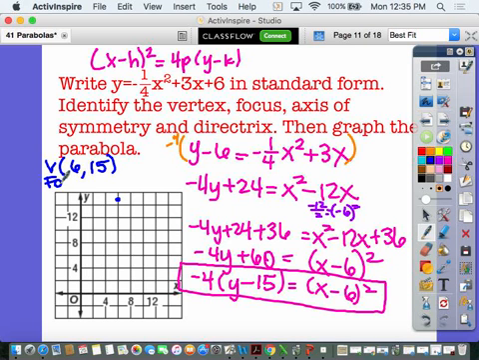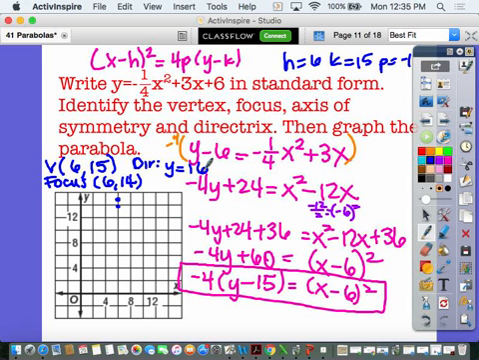What's our focus? 6, 14. So if h is 6 and k is 15, what was p? -1. So since it opens down, that means it affects our y, so we're going to take the y coordinate of our vertex and subtract 1. That's where the focus comes into play. What about the directrix? y equals 16. You subtract p from your k value, so y equals 16.